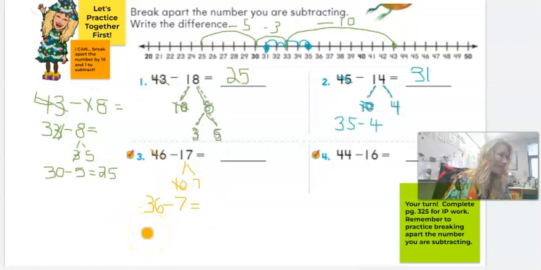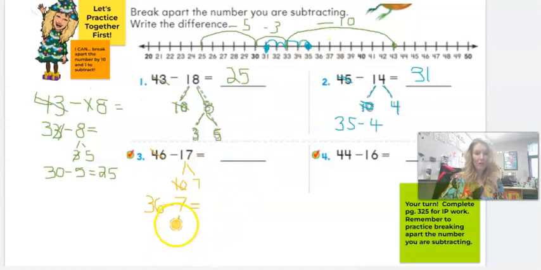36 minus 7. Don't tell me what it equals. Tell me how I get there. Yes, ma'am. I can count backwards, or I can break this apart further. Look. Oops, I was going to write the 1 there. Let me erase that terrible looking 6. That's right. All right, so look, I can do it again, right?